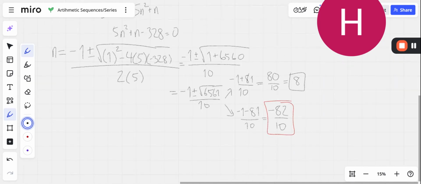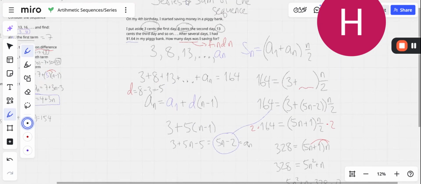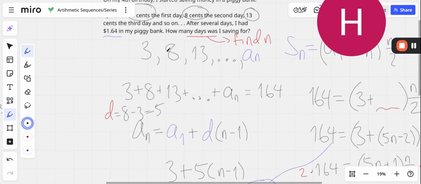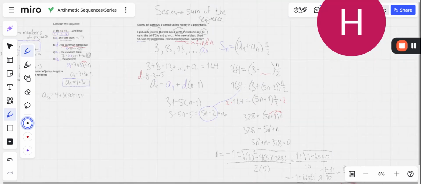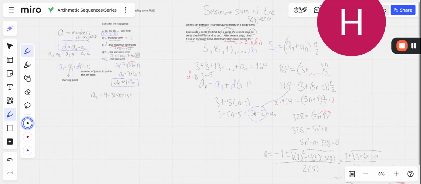So over the course of 8 days, putting more and more money in the piggy bank, the same amount more every time. I put 5 cents more every day. After 8 days, I'll have $1.64. Okay, this covers the arithmetic situation. Stay tuned for the next video. We're going to cover the geometric situation and some comprehensive practice examples.